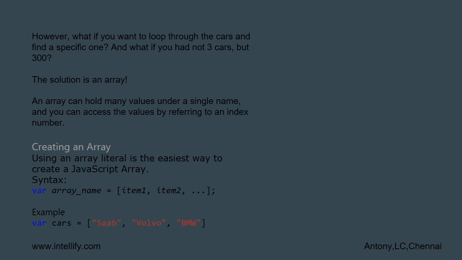So there are two different types of syntaxes. Almost all the time the second syntax is used. For example, it is given here: variable cars is equal to, using the square brackets. We can also declare an array using the new keyword. So this is the first type of declaration of an array.